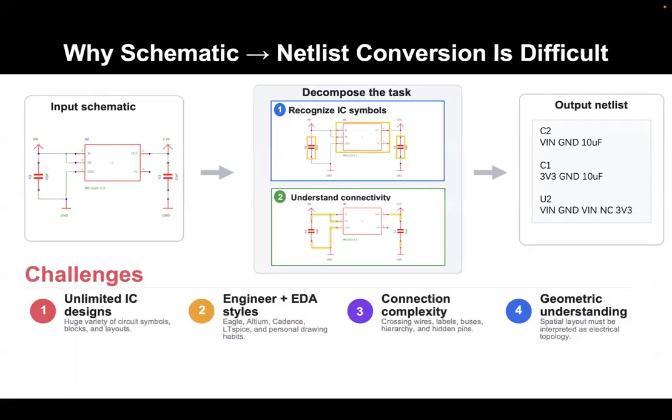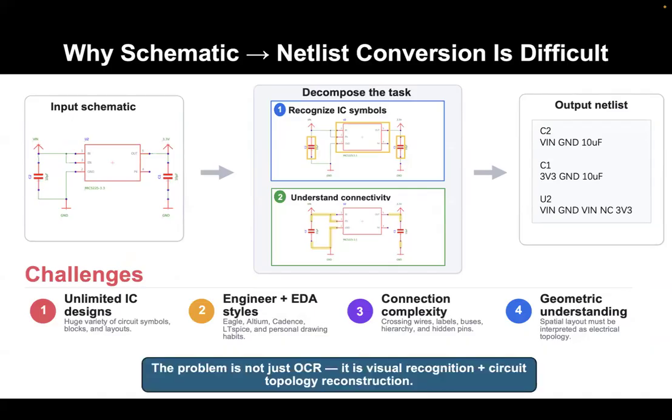This conversion is challenging because circuit symbols and drawing styles vary widely. Connections may include wire crossings, labels, buses, hierarchy, and hidden pins. The model must also translate geometric layout into electrical topology. Therefore, this is not just OCR. It requires both visual recognition and connectivity reconstruction.